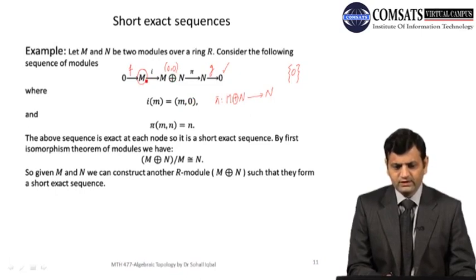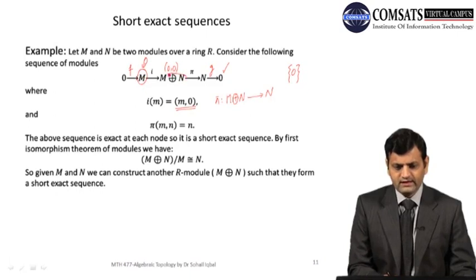So what are the elements of capital M which are going to 0? Only the 0 of capital M will go to (0, 0), because we are embedding this M as it is, and we are not doing anything special with the elements of M. We are just taking elements of M and putting them in M plus N in this way. So this will be 0 if and only if we have 0 of M. In other words, this is exact at M.